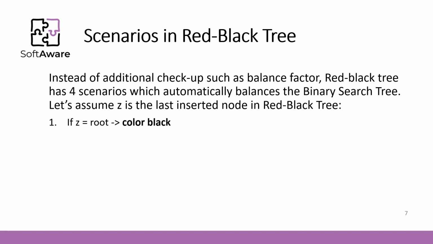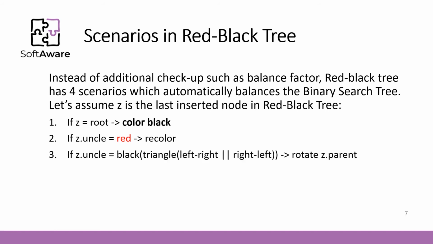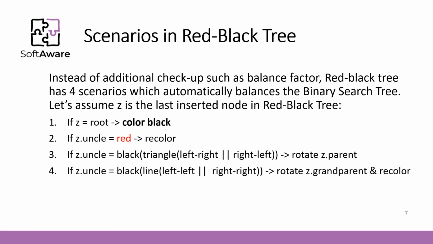We remember this from the previous slide, where the root should always be black in a red-black tree. Second, if Z's uncle is red, then we just do recoloring. If Z's uncle is black and we have a left-right or right-left case, the same cases as in an AVL tree, then we rotate Z's parent. If Z's uncle is black and we have a right-right or left-left case, again the same cases which we know from the AVL tree, then we rotate Z's grandparent and do recoloring.